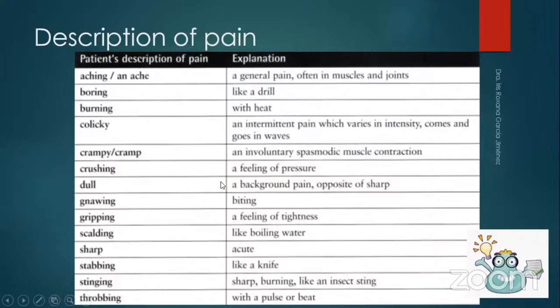Crushing, a feeling of pressure. Dull, a background pain, opposite of sharp. Gnawing, biting. Gripping, a feeling of tightness. Scalding, like boiling water. Sharp, acute. Stabbing, like a knife. Stinging, sharp, burning, like an insect sting. Throbbing, with a pulse or beat. These are the most common ones.